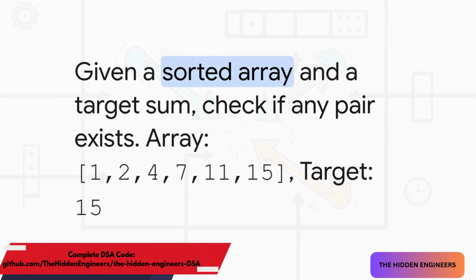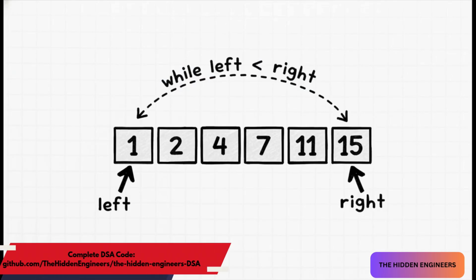Now, the brute force way would be to check 1 plus 2, 1 plus 4, 1 plus 7. You get the idea. But we know a better way now. And boom, here is the solution. Just look at that. It's so clean, so simple. All we do is set up a left pointer at the very start of the array, index 0, and a right pointer at the very end. Then, we just have one while loop that runs as long as left hasn't crossed right. So let's actually trace this step by step to see the magic happen.